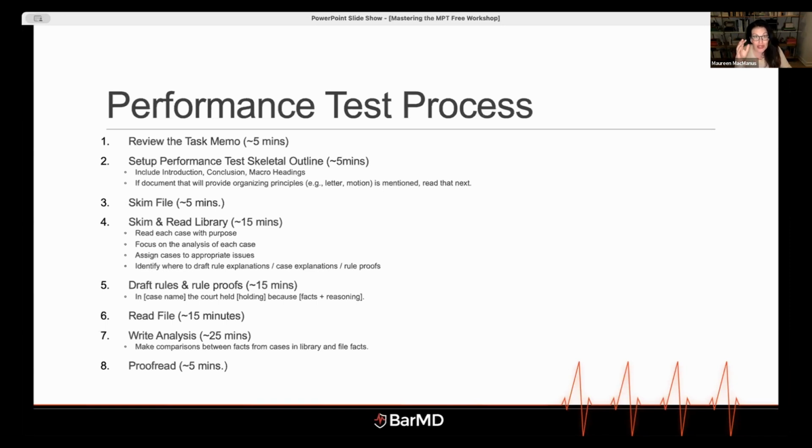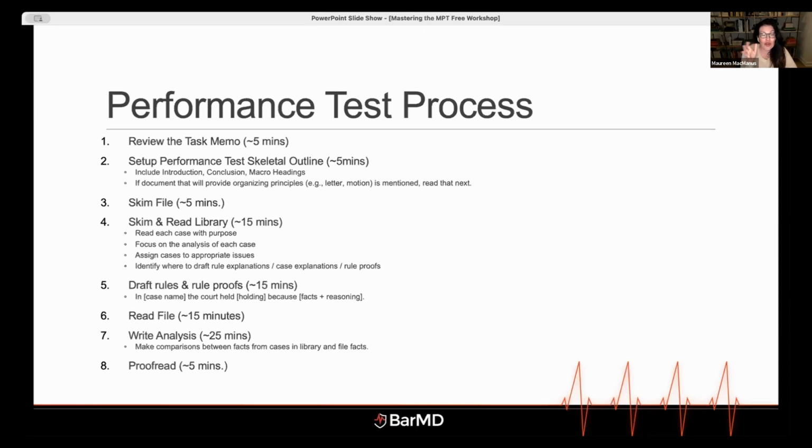So with the PT, the first thing you do is you review the task memo. There's 5 things that you want to get from the task memo, which I'll talk about in just a minute. Then after you review the task memo, I want you to set up your PT skeletal outline. I want you to set that up. So put in your intro, your conclusion, your macro headings.